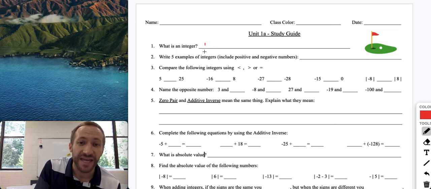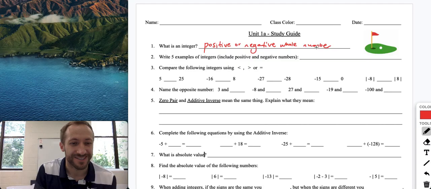So an integer is any positive or negative whole number. Any positive or negative whole number. So we're not talking about fractions or decimals. That's actually going to be our next unit, and those are not integers.